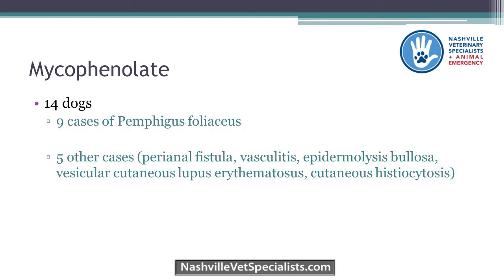My retrospective study had 14 dogs. It was 9 PFs and then 5 various other diseases, and they were just N of ones. So perianal fistula, 1 vasculitis case, epidermolysis bullosa, vesicular cutaneous lupus erythematosus, which you guys may or may not recognize, but it's the one that collies and shelties get, where they get the ulcerations in their inguinal area and groin. It's weird. It's just always collies and shelties. And then cutaneous histiocytosis, one of the reactive histiocytoses.